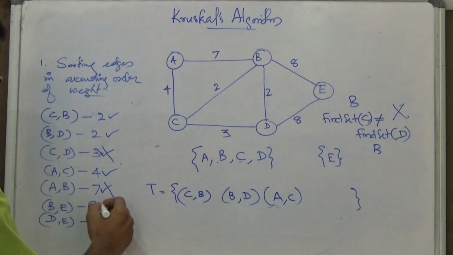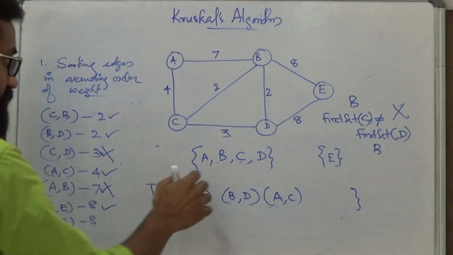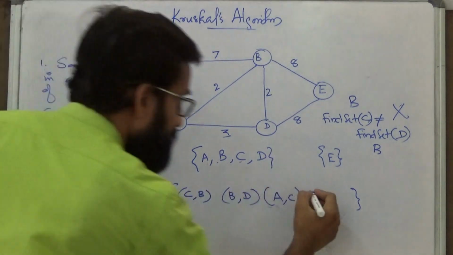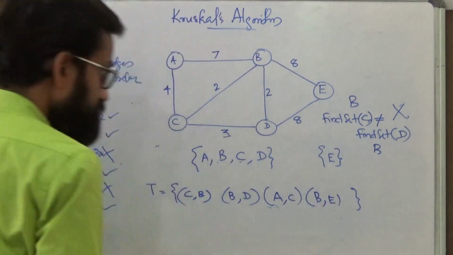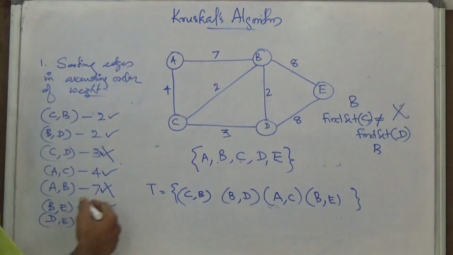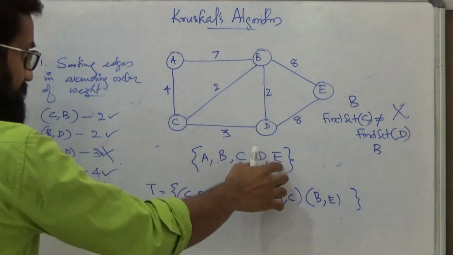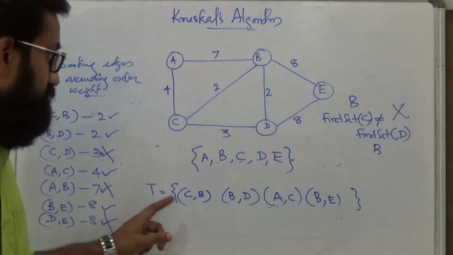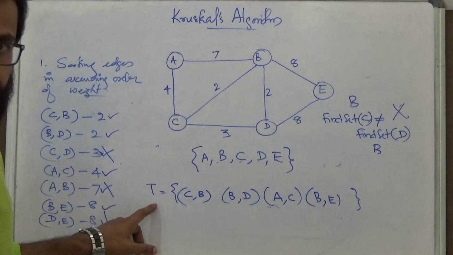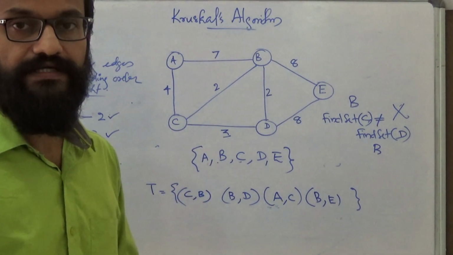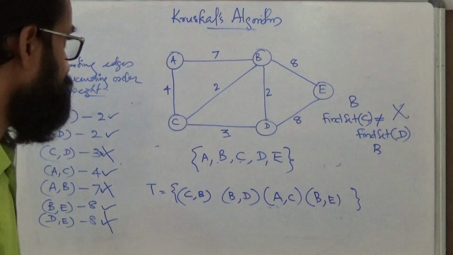Next edge is BE. So you will be executing find set B, that is A, find set E, that is E. So BE is a safe edge, so BE is added, and you will take union. Next one is DE. Find set D is A and find set E is A, so this is an unsafe edge. So at the end this algorithm will return T, or T contains the set of safe edges, or the edges that belong to the minimum spanning tree.